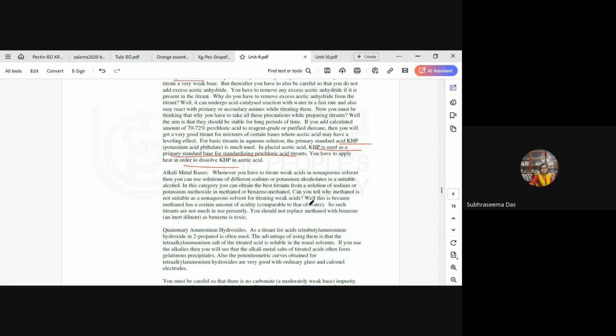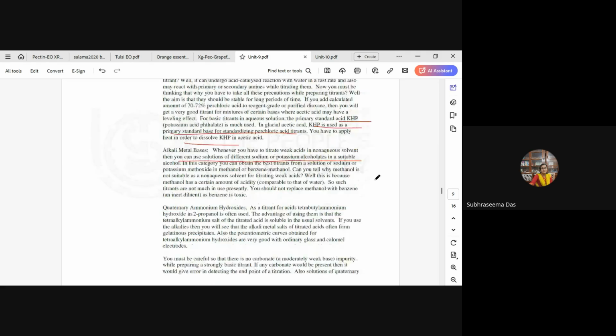Whenever we have to titrate weak acids in non-aqueous solvent, we can use solutions of different sodium or potassium alkoxides in a suitable solvent. In this category, we can obtain the best titrants from a solution of sodium or potassium methoxide in methanol or benzene-methanol. Here methanol is mostly preferred as a non-aqueous solvent because it has a certain amount of acidity that is much more comparable to water.